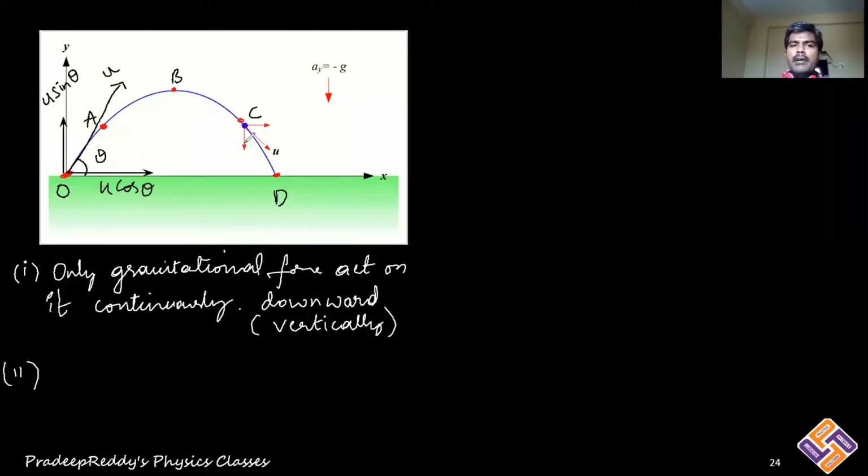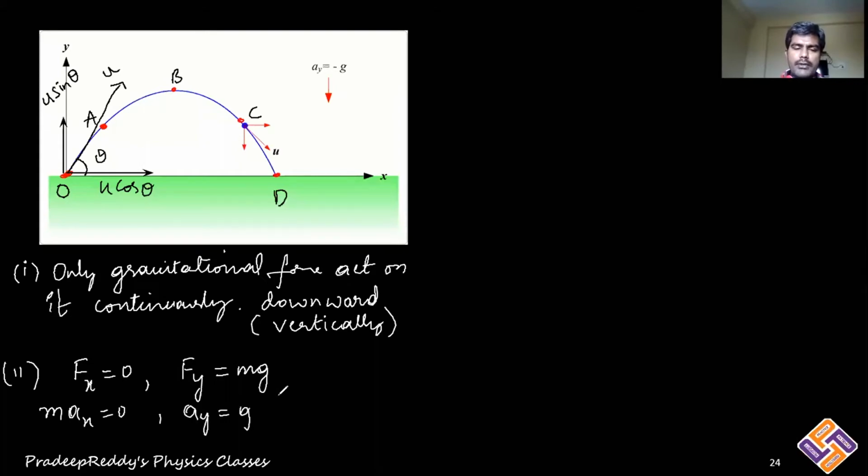So whenever you are projecting a body, you need to observe that there is only one force acting on the body. It is downward, that is gravitational force. It is under the influence of gravity. Therefore, along x direction there is no force. Along y direction there is gravitational force. Along x-axis force is 0. Force along y-axis is equal to mg. Force F is equal to ma. Mass into acceleration along x-axis is equal to 0. And acceleration along y direction is equal to acceleration due to gravity.